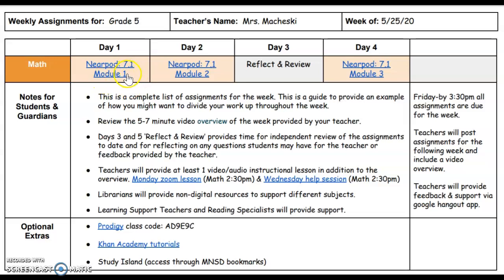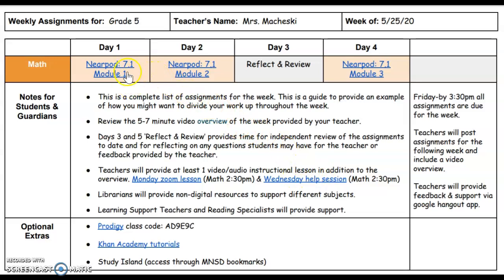So this week we are going to be starting work on chapter 7. We're going to spend the week focusing on what we felt was the really important information that you needed to understand out of chapter 7, and that was understanding what a line plot is, how we read a line plot, and what we can do with the data from a line plot. That's what all 3 of these modules are focused on, and that will be the focus for me during my math lesson on Monday, as well as on Wednesday during the help session.